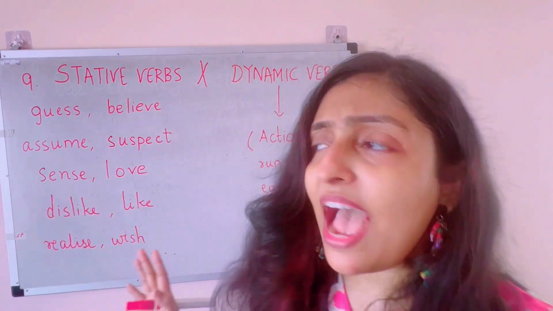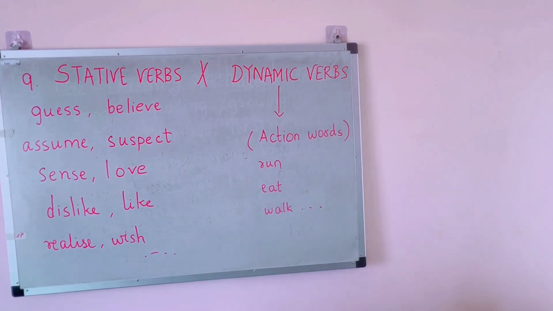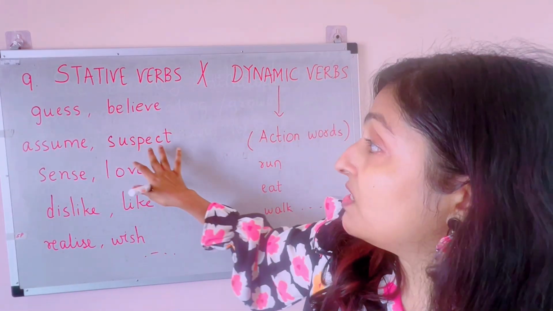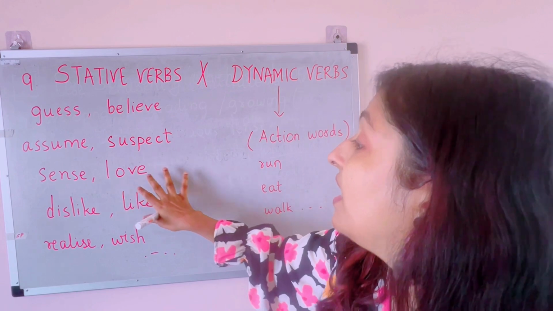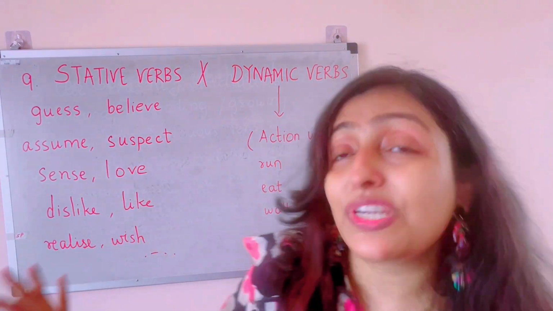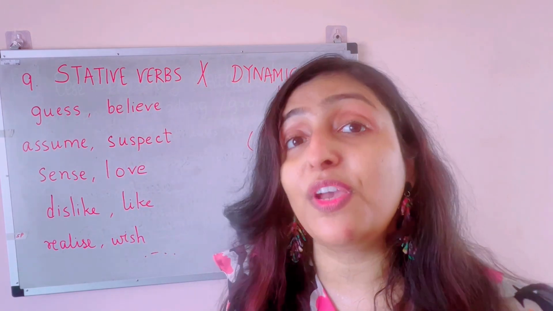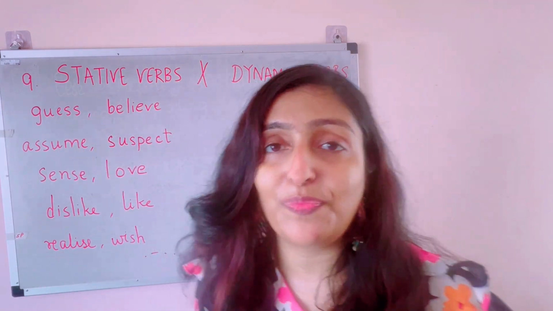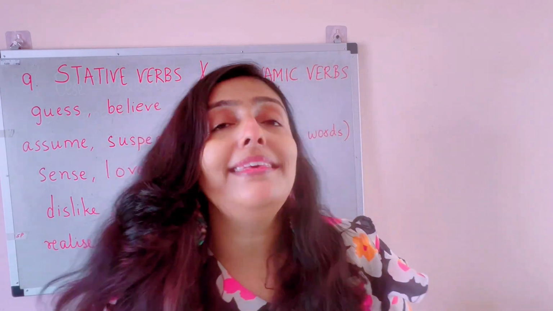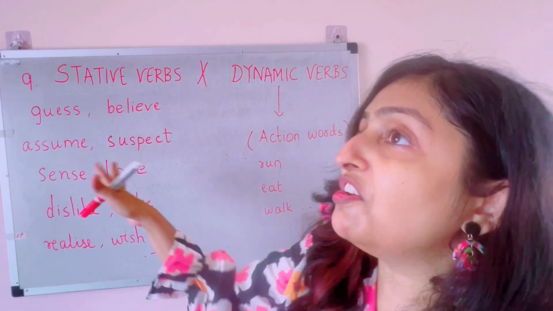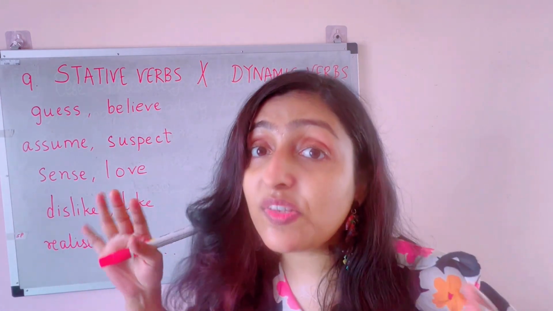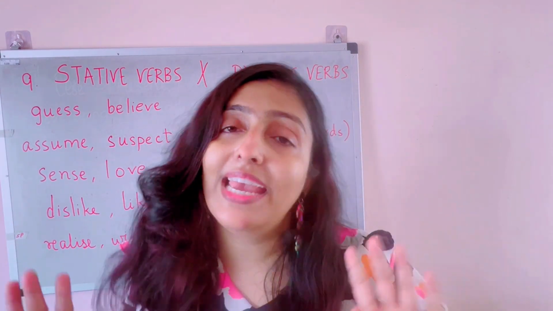Okay, let's have a look at the stative verbs. That is guess, believe, assume, suspect, sense, love, dislike, like, realize, wish. So what did you observe here? They are all abstract. Okay, they are not action. It's all a feeling or thinking in your mind. So you cannot use present continuous tense here. In case you use it, it's incorrect.